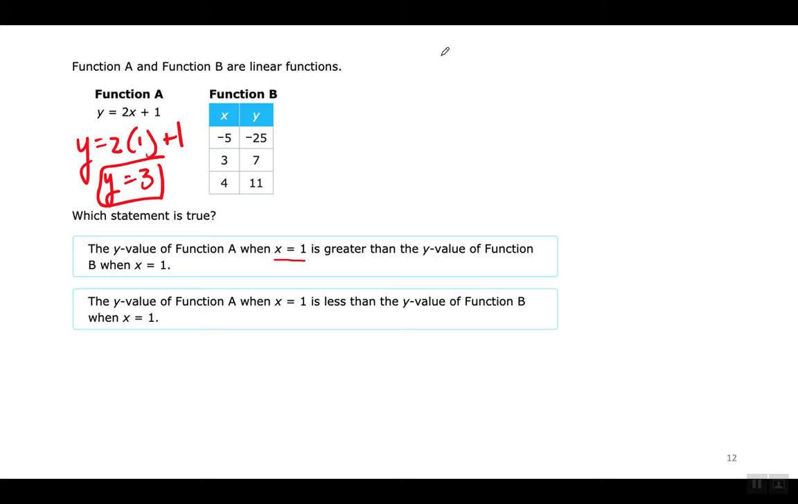In function b, for the slope, let's use the bottom two because they're both positive numbers. The difference between 7 and 11 is 4. The difference between 3 and 4 is 1. So the slope is going to be 4 over 1, which equals 4.